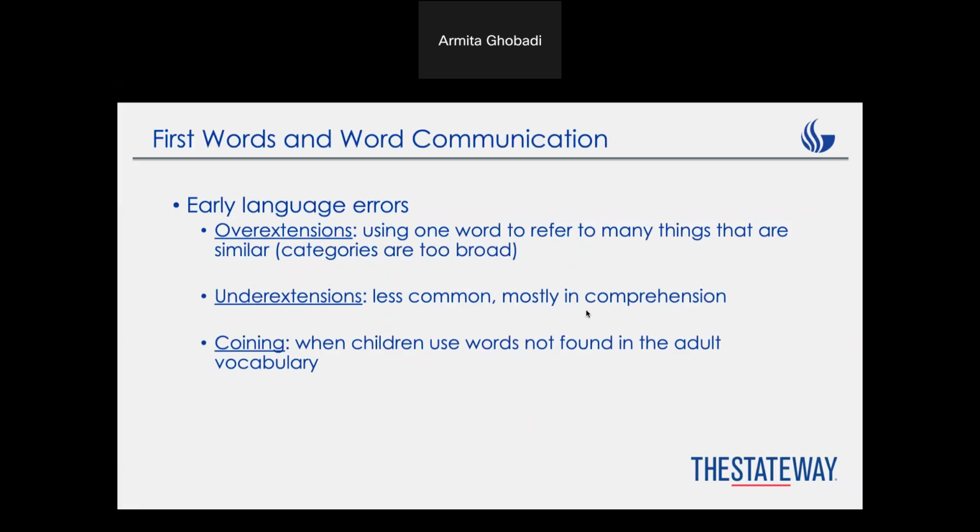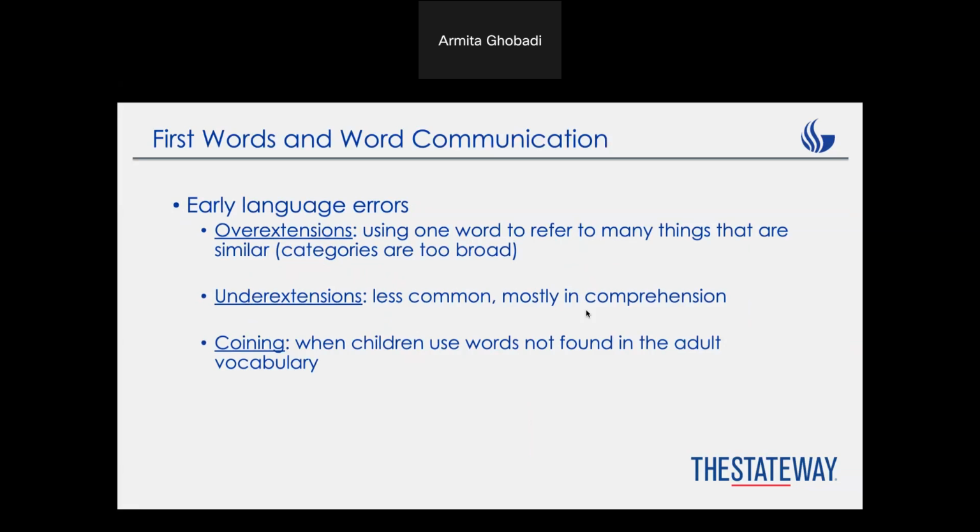They know the word dog. They know that a dog has four legs and is an animal. From now on, they would call everything that has four legs and is an animal a dog. For example, they would call a cat a dog. They would call a cow a dog. It's an overextension error. You use one word, one category, for every animal in the environment.